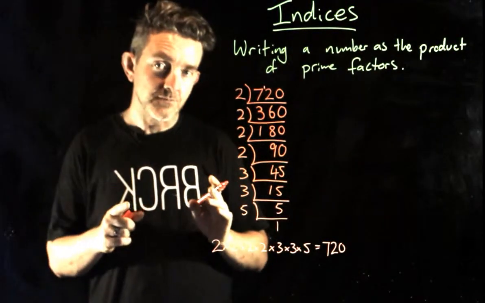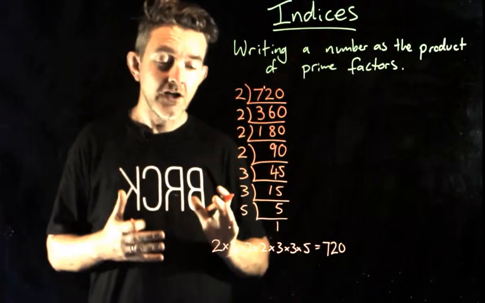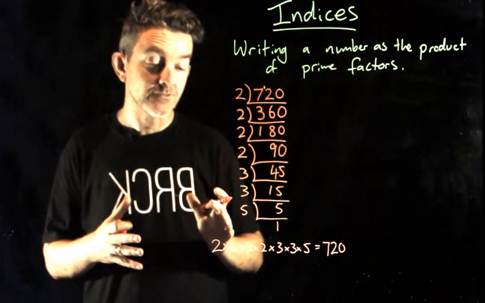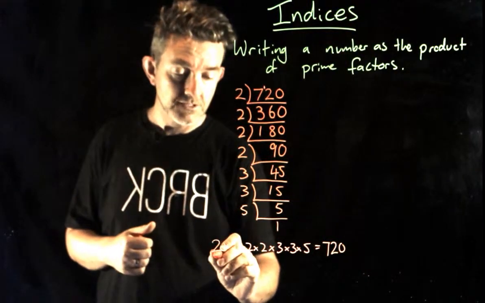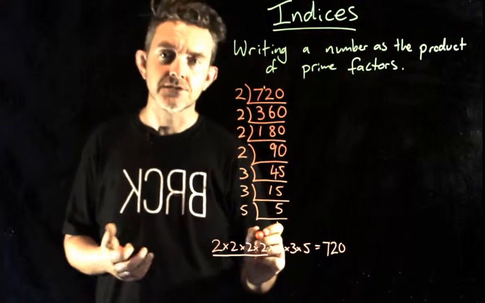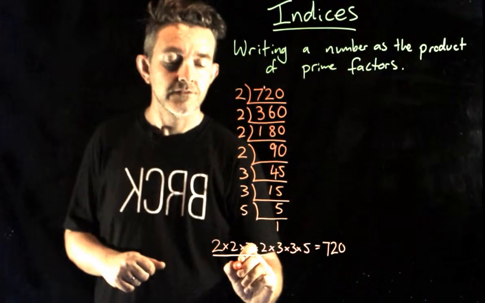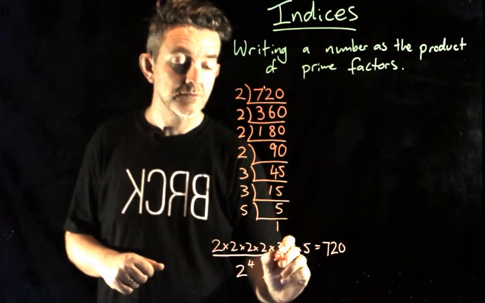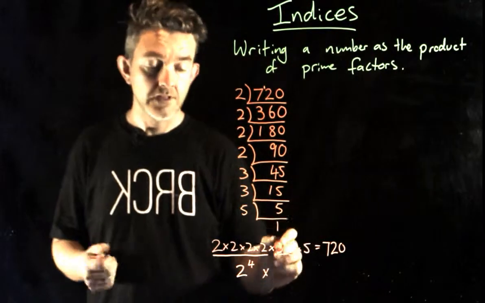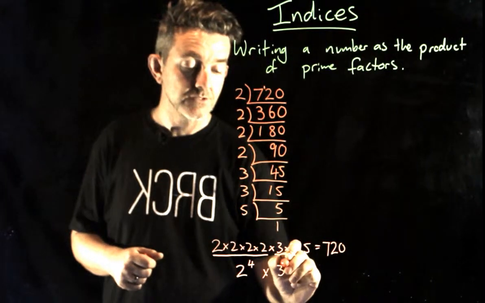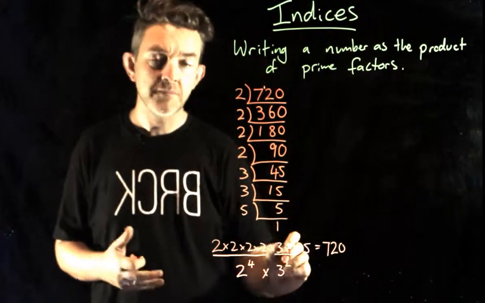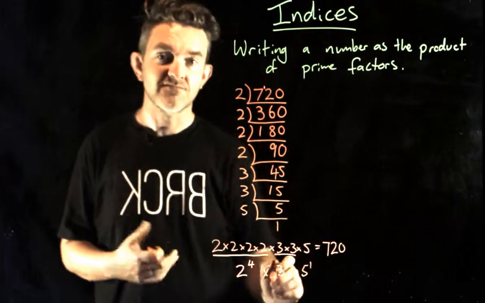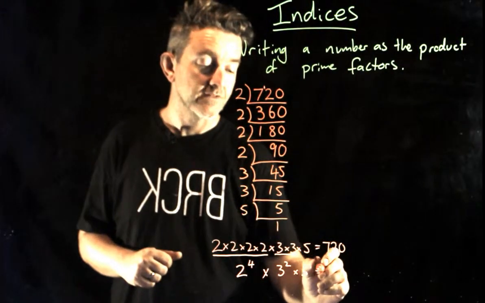There's one more thing I can do, because this whole topic is called indices. I could write this as the product of prime factors in index form. So you notice here I've got 2 times 2 times 2 times 2. How many 2's is that? 4. So that's the same as 2 to the power of 4. How many 3's do I have here? 2 of them. So that's the same as 3 to the power of 2. And with that 5, how many of those do I have? 1. So I could say 5 to the power of 1, which is just 5. And that's equal to 720.